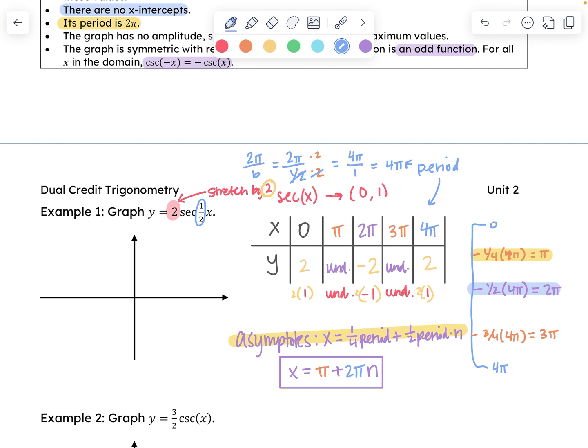So let's go ahead and draw it. So I've got pi, 2 pi, 3 pi, and 4 pi. I'm going to go ahead and put my asymptotes going up and down at pi and up and down at 3 pi. And then I'm hitting up at 2 and down at -2. So I'm going to start here and have half of that U shape. Down here, I'm going to have the whole U shape. And up here, I'm going to finish with half of that U shape. And there is my secant graph over one period.